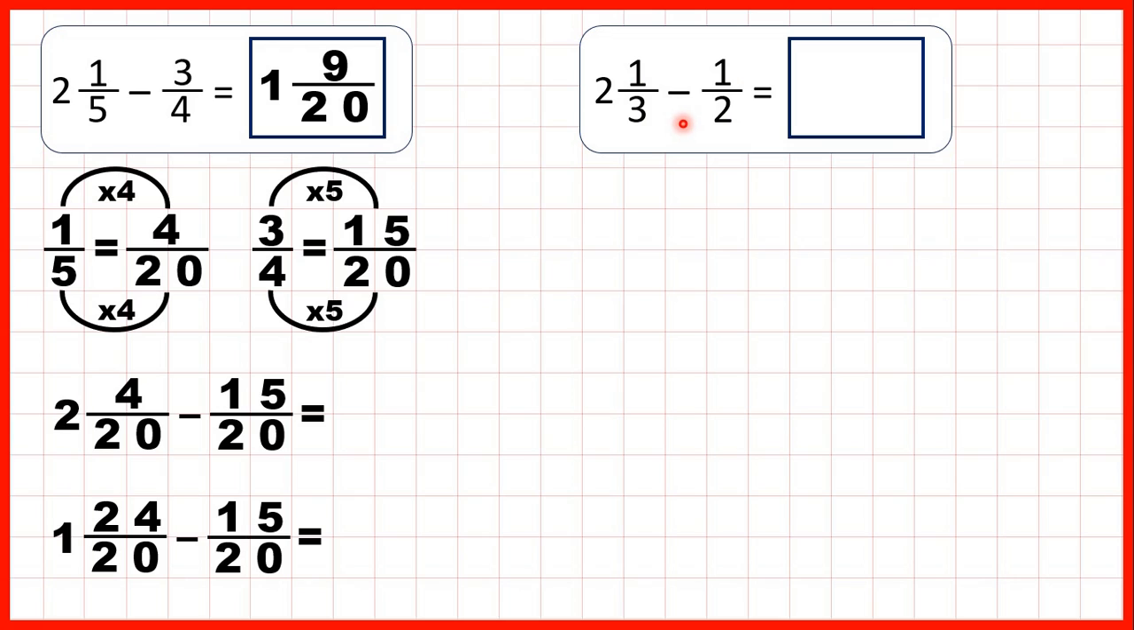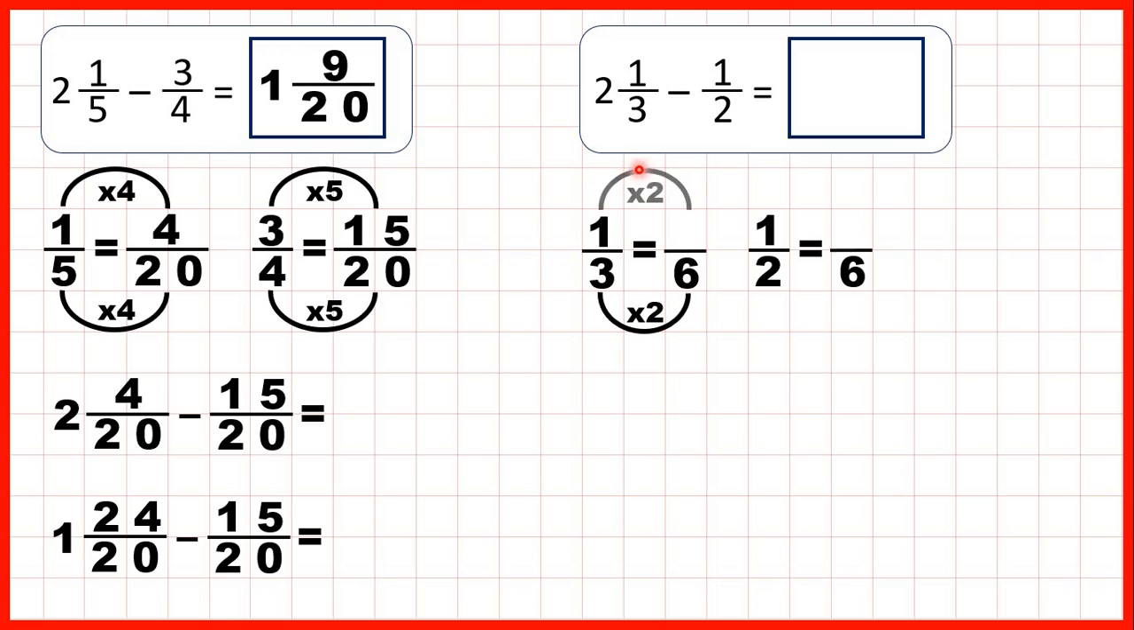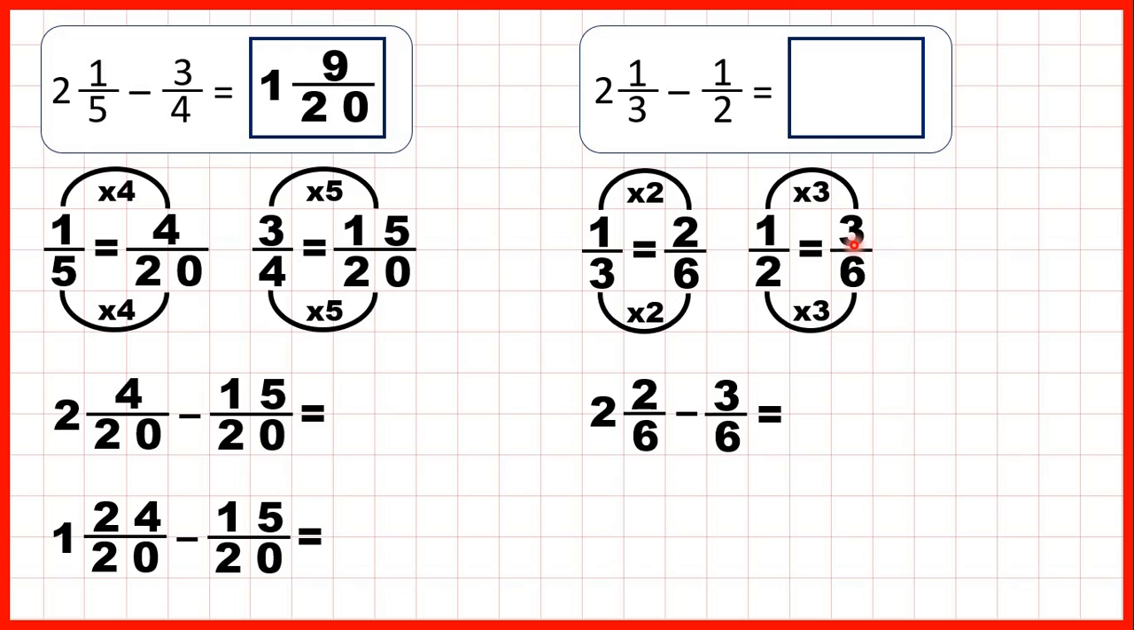Now we have 2 1/3 minus 1/2. We need the denominators to be the same, and 6 is the lowest common multiple of 3 and 2, so we can find equivalent fractions which have a denominator of 6. 3 times 2 is 6, 1 times 2 is 2, 2 times 3 is 6, 1 times 3 is 3. So instead of 2 1/3, we can write 2 2/6, because 2/6 is equivalent to 1/3, and instead of subtracting 1/2, we can subtract 3/6, because that's a fraction that's the same size as 1/2.